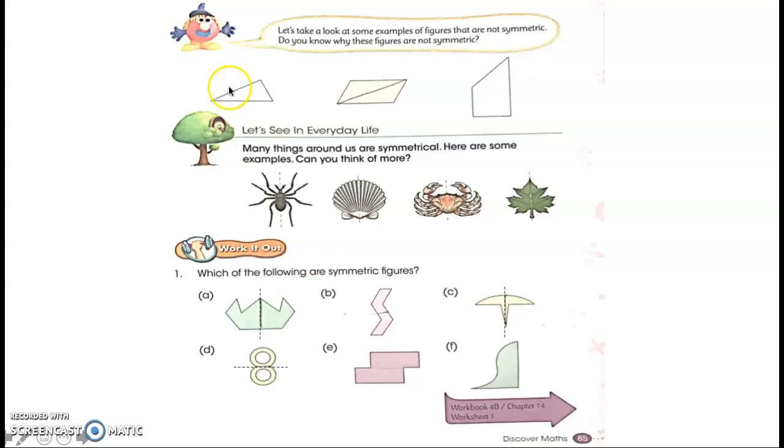Now look at this one. These figures are not symmetrical, so no matter where you draw the line, you will not find the line of symmetry, because they are not symmetrical. If they are not symmetrical, you will not find the line of symmetry.